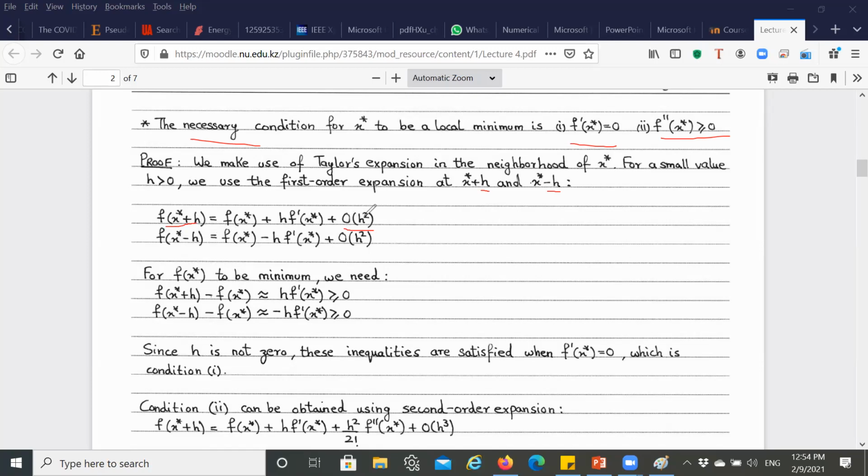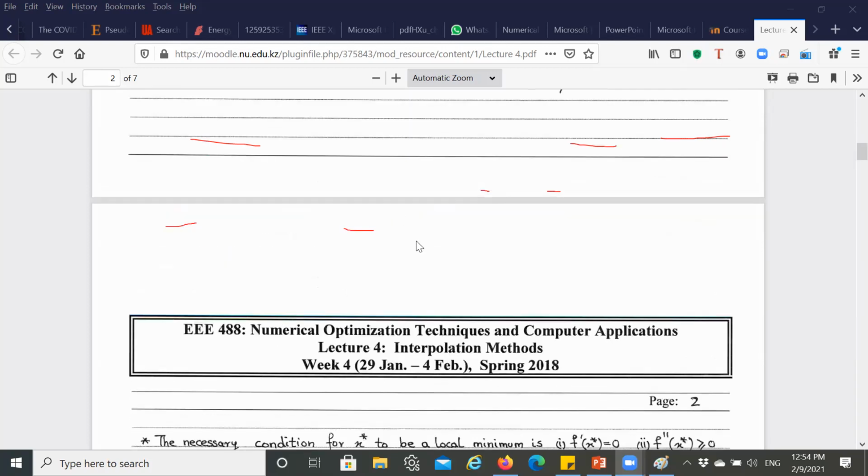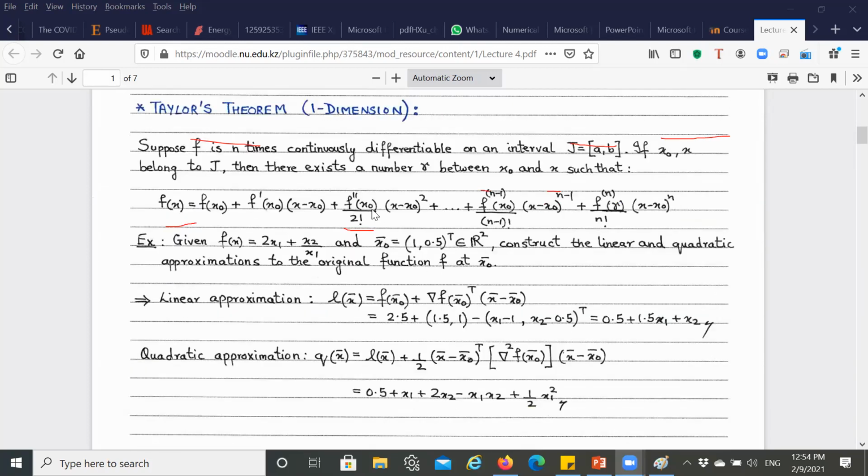For those of you who do not know what big O means, it means there is some term where the highest order is h squared. That means the highest order of the value that we're looking at is 2, so everything else cannot be more than this value. This would be the dominating term.